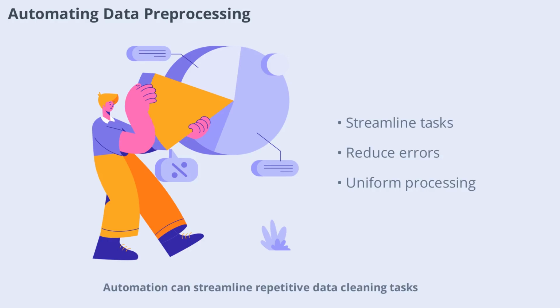Automation can streamline repetitive data cleaning tasks and reduce the risk of human error. Scripts and workflows can handle missing values, outlier detection, and formatting consistently every time. Automation frees up time for more complex analysis and ensures that pre-processing steps are applied uniformly.